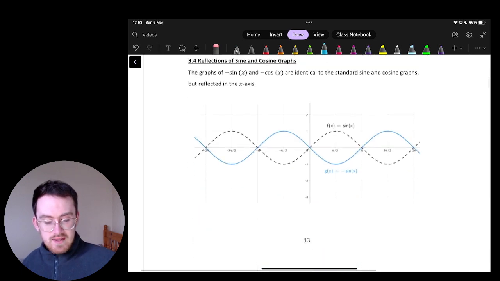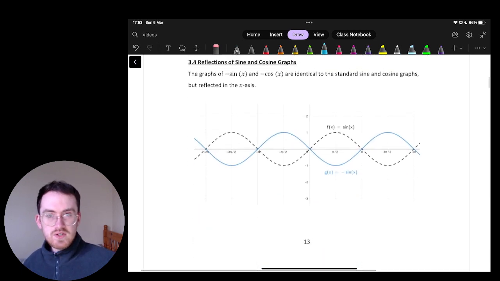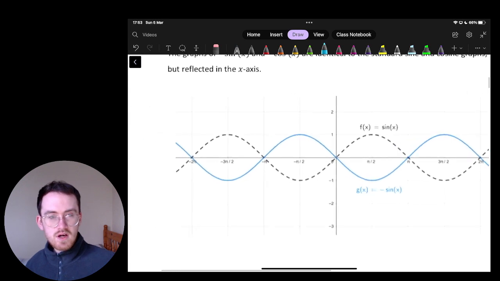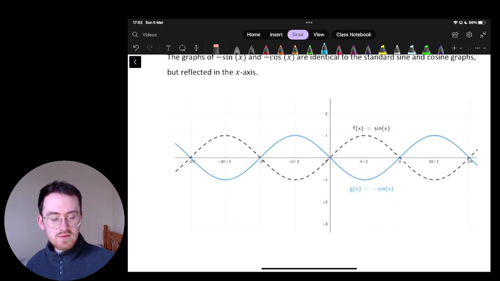If we look then at reflections of sine and cosine. So we've seen the graph of sine and the graph of cosine. The graphs of minus sine and minus cosine are the same as the standard ones, but reflected in the x-axis. So if we look at this diagram here, the dotted line is our usual sine graph, and we can see that our minus sine graph is the opposite way around. It's flipped around completely. So it's what we call inverted in the x-axis. So starting at 0, 0 goes down instead of going up. That's just a complete mirror reflection.